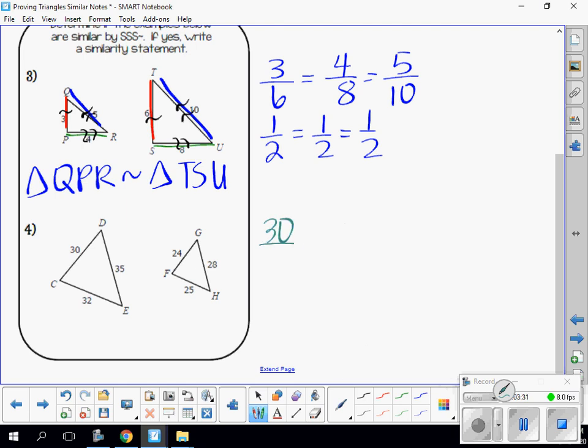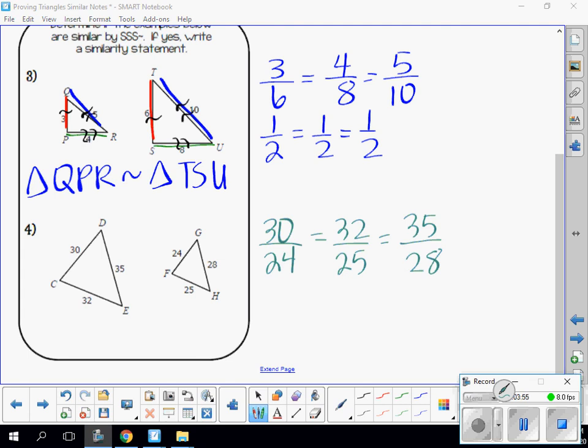Goes with my smallest side, which is 24. My middle side is 32, going with my middle side, which is 25. And my longest is 35, going with my longest, which is 28. Also notice how I'm always starting with the same triangle and keeping that same triangle as my first triangle throughout the whole thing. So 30 over 24, that would reduce down.